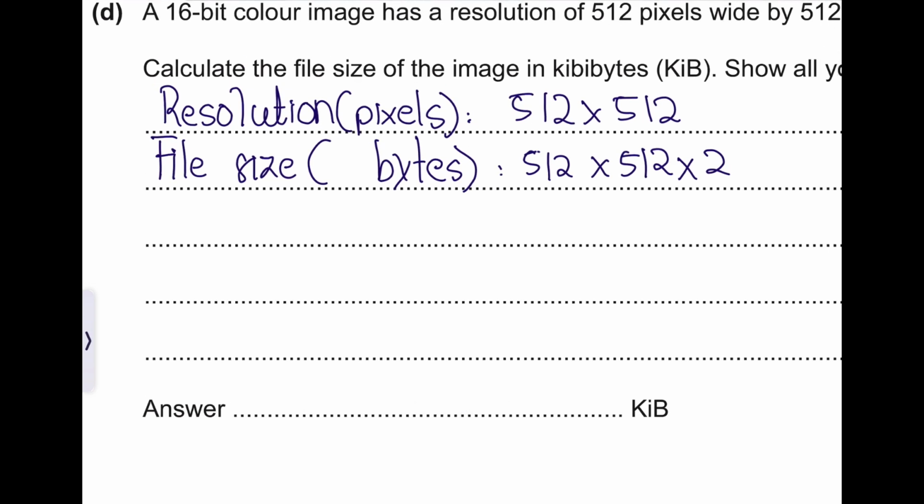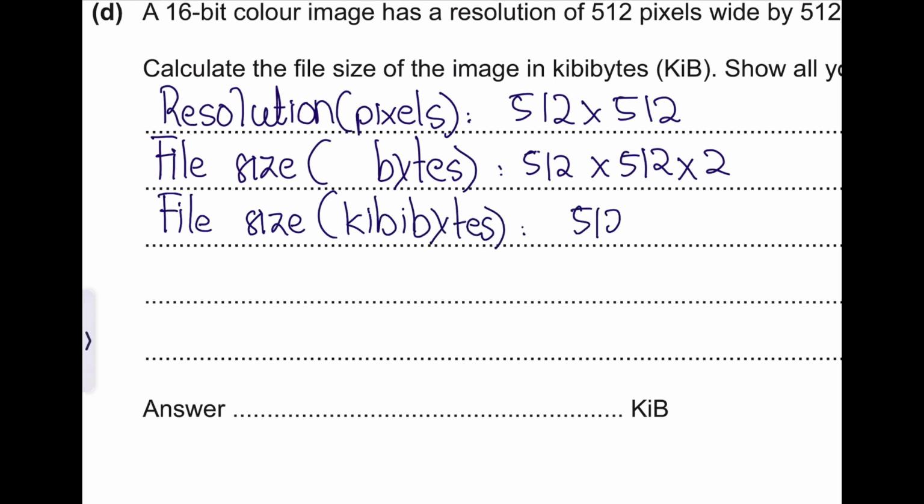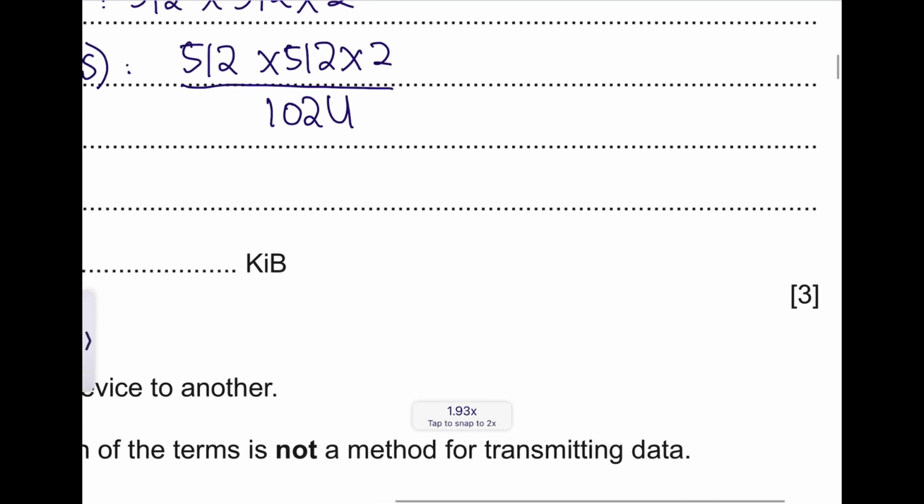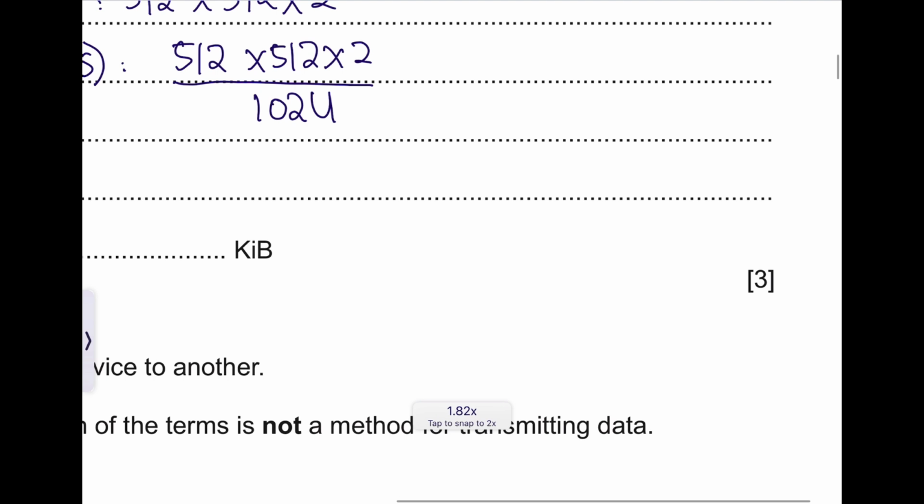Now moving on, I need my answer in kibibytes, so I would divide this by 1024. File size in kibibytes would be 512 times 512 times 2 divided by 1024. Now, often because you're not allowed to use a calculator, you would get messed up with such a big calculation. So here you need to think of some mathematical steps in order to simplify this.